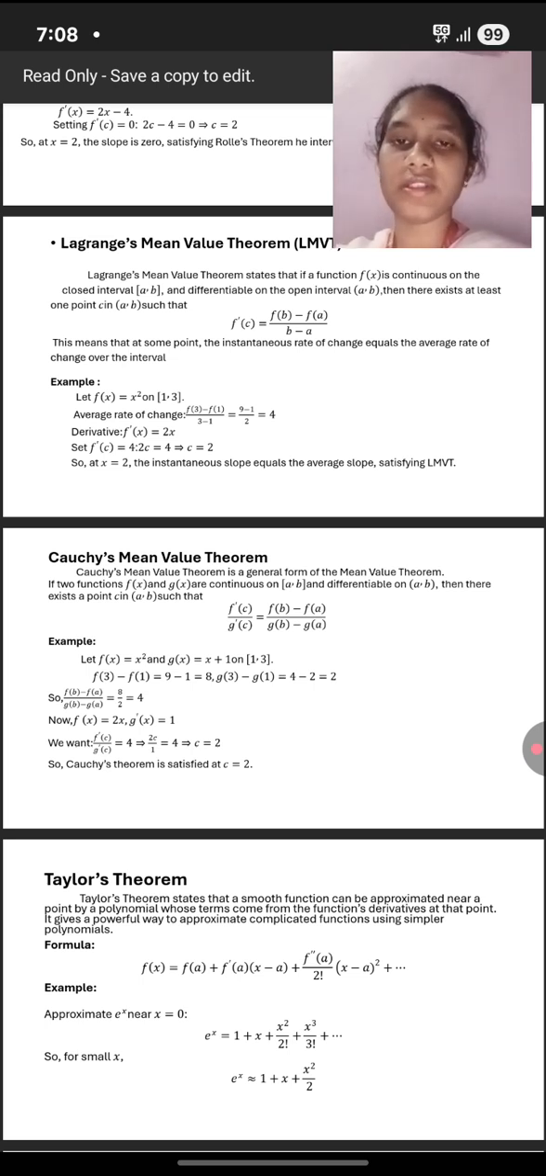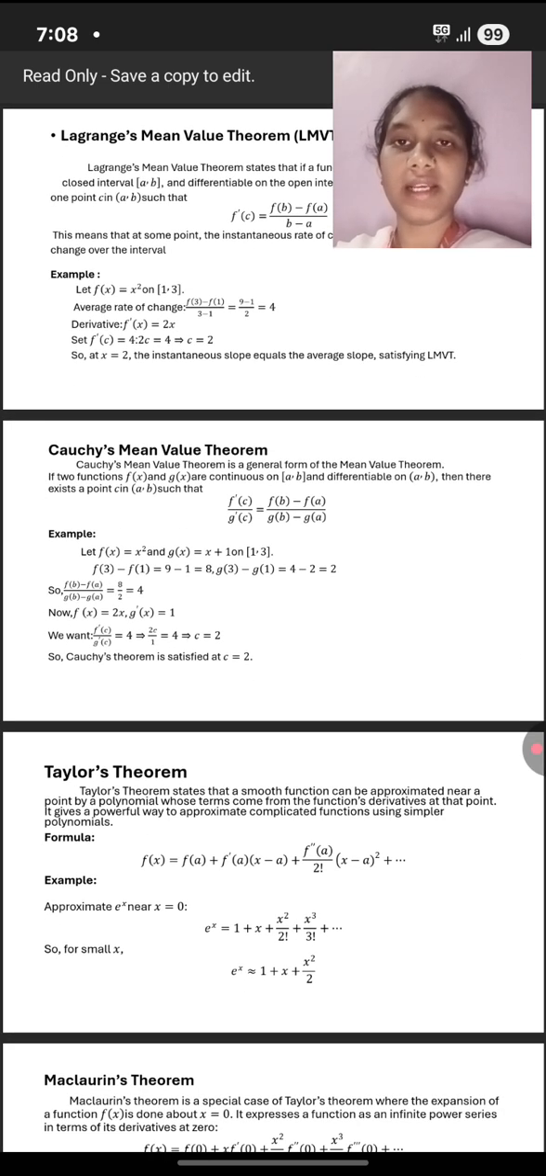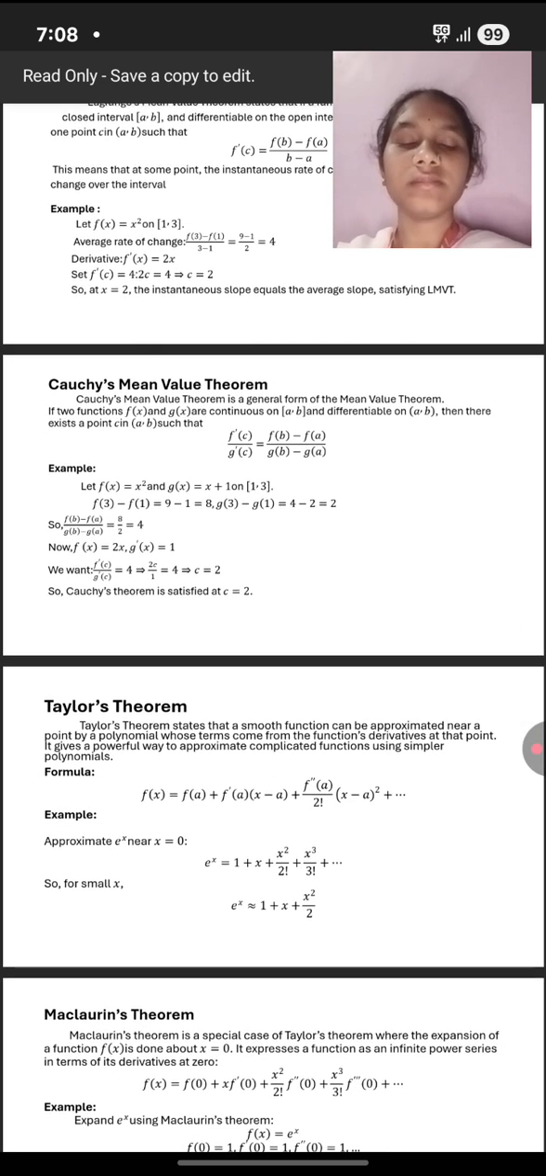Example: let f(x) = x^2 on [1, 3]. Average rate of change = (f(3) - f(1))/(3 - 1) = (9 - 1)/2 = 4. So at x = 2, the instantaneous slope equals the average slope, satisfying Lagrange's mean value theorem.